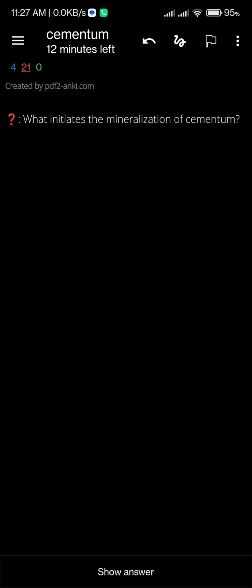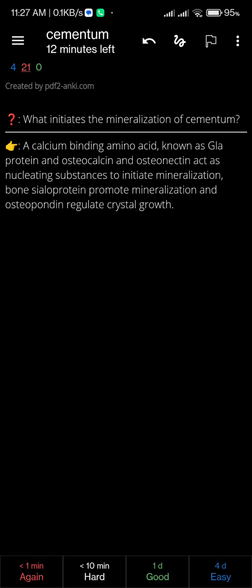What initiates the mineralization of cementum? Calcium binding proteins such as GLA protein, osteonectin and osteocalcin act as nucleating substances and initiate mineralization, bone sialoprotein promotes mineralization, and osteopontin regulates crystal growth.